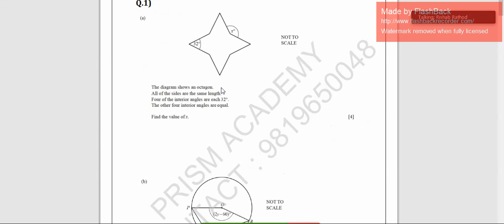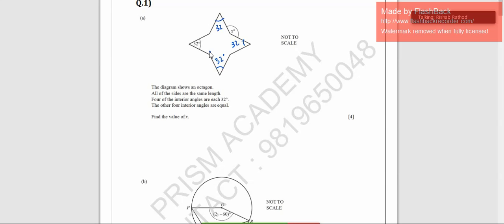Four of the interior angles are 32. So can you clearly see, this will be 32, 32, and 32. But the four are equal.